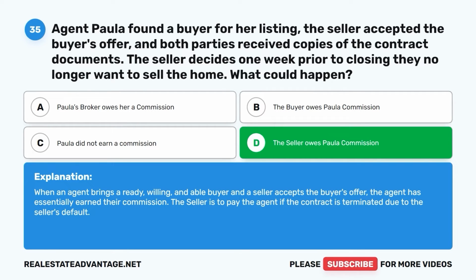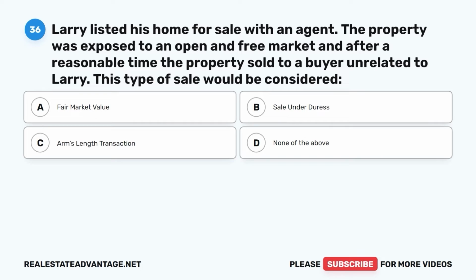When an agent brings a ready, willing, and able buyer and a seller accepts the buyer's offer, the agent has essentially earned their commission. The seller is to pay the agent if the contract is terminated due to the seller's default. Question 36. Larry listed his home for sale with an agent. The property was exposed to an open and free market, and after a reasonable time, the property sold to a buyer unrelated to Larry. This type of sale would be considered A. Fair market value, B. Sale under duress, C. Arm's length transaction, D. None of the above.